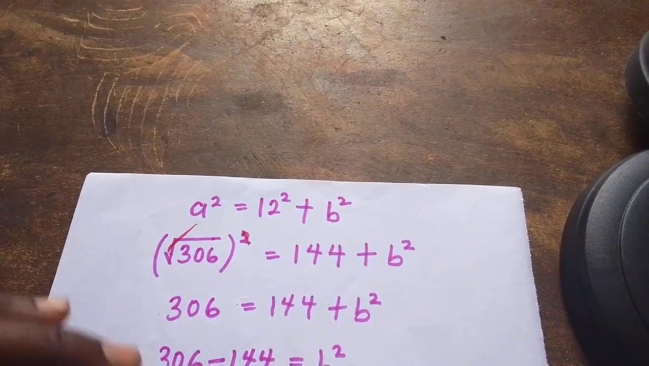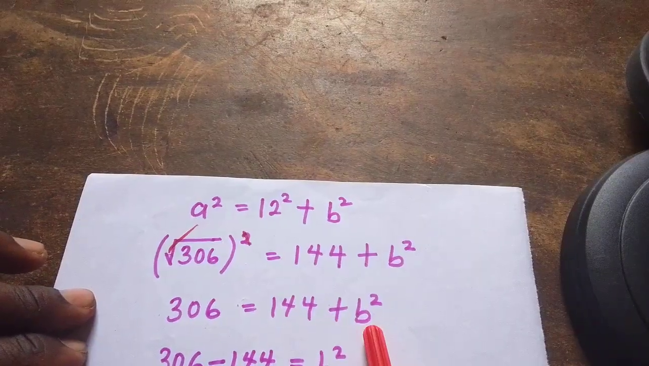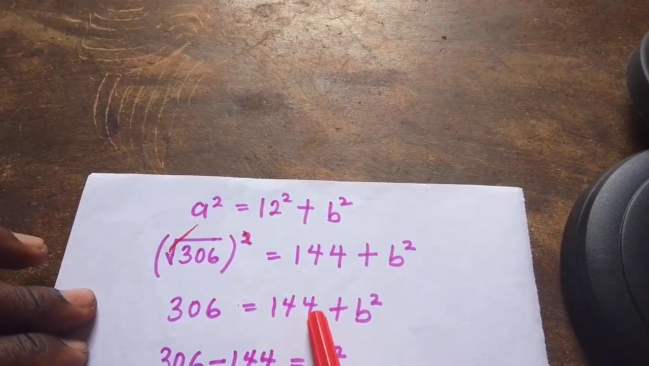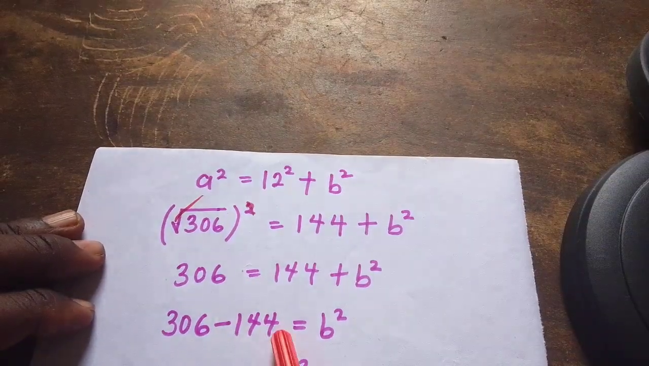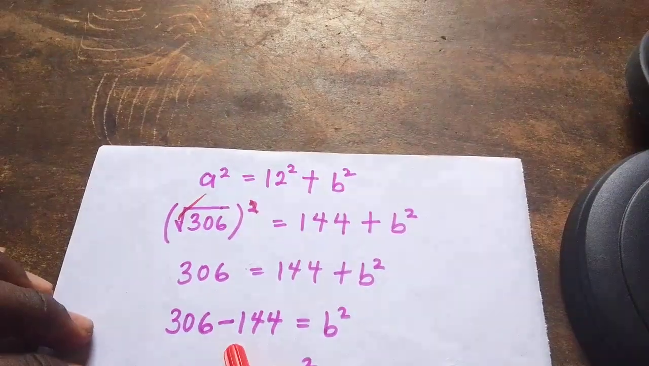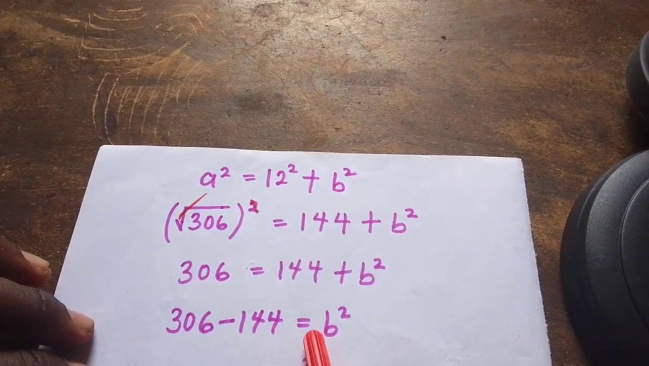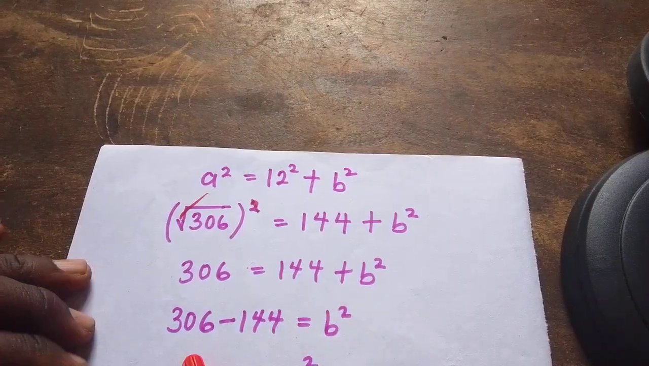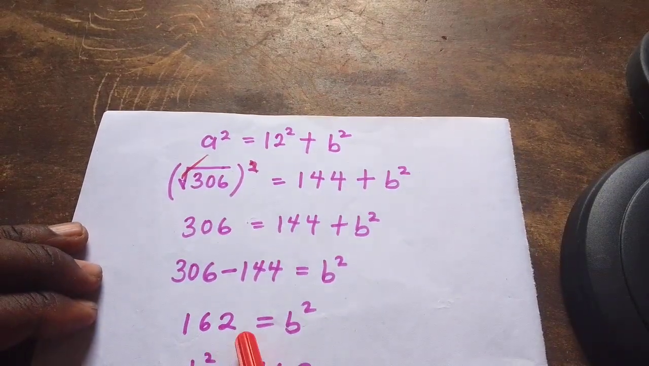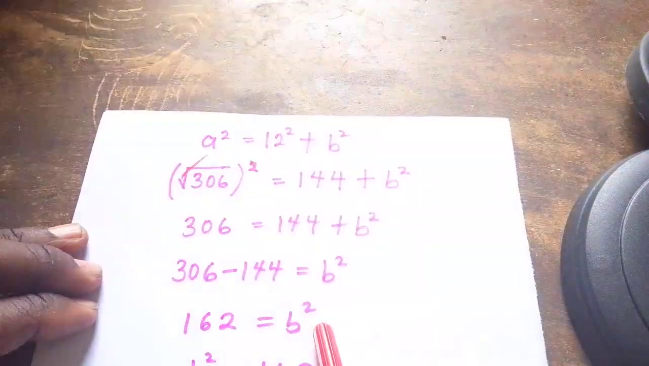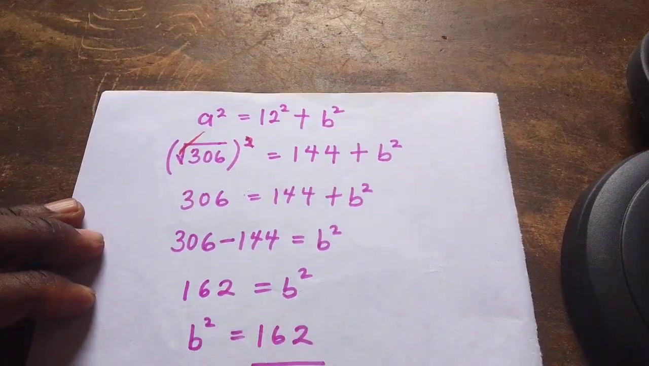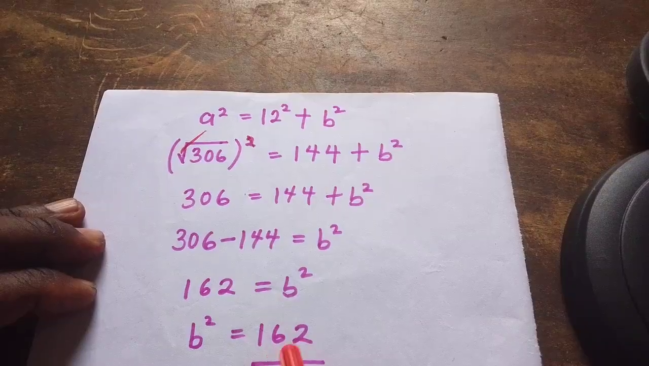Then it is equal to 144 plus b square. When plus 144 crosses the equality sign, it will now turn to minus 144. So 306 minus 144 is equal to b square. 306 minus 144 is what? 162 is equal to b square. So we can write this as b square is equal to 162.